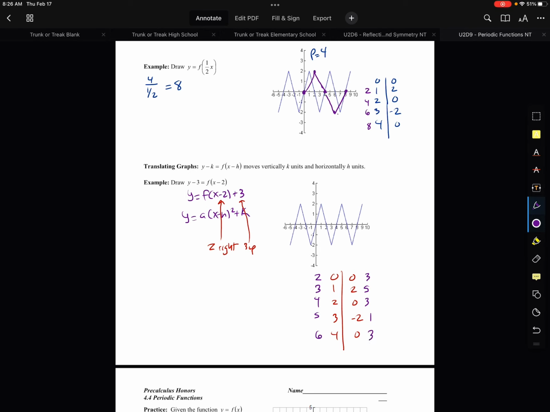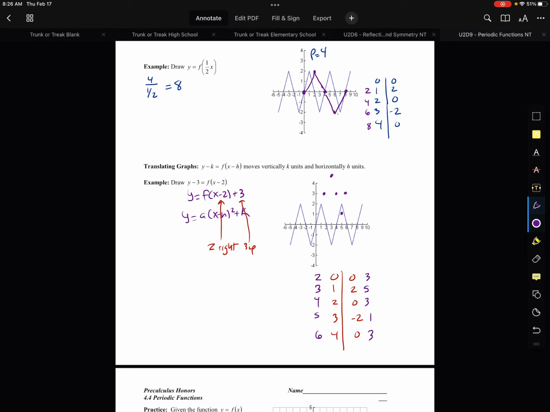So I've taken the entire graph and moved it over there. So I got (2, 3), I have (3, 5), I have (4, 3), I have (5, 1), I have (6, 3). And again, this is continuous, so it's going on and on and on. It's not a set thing.